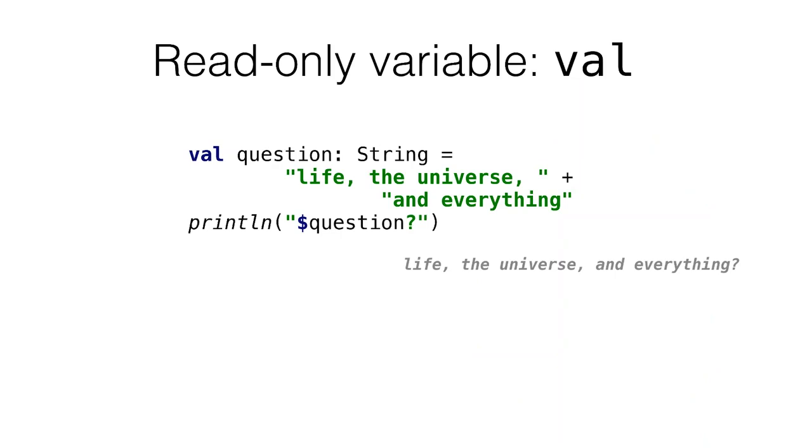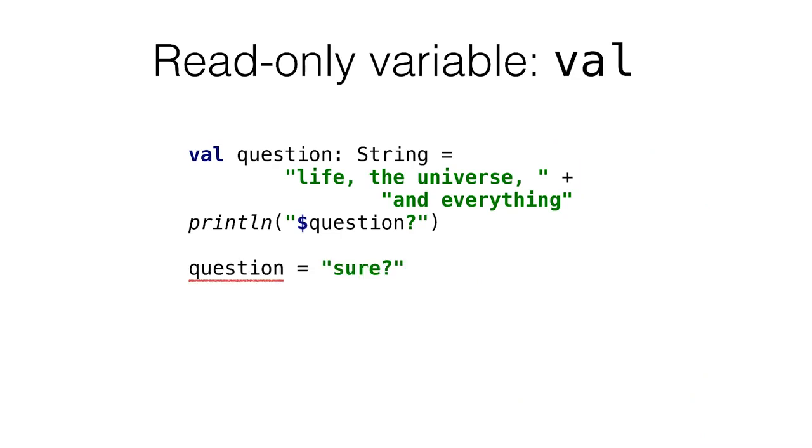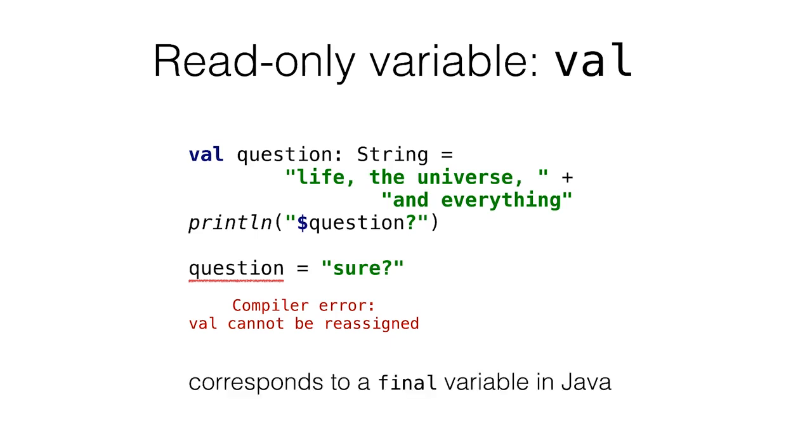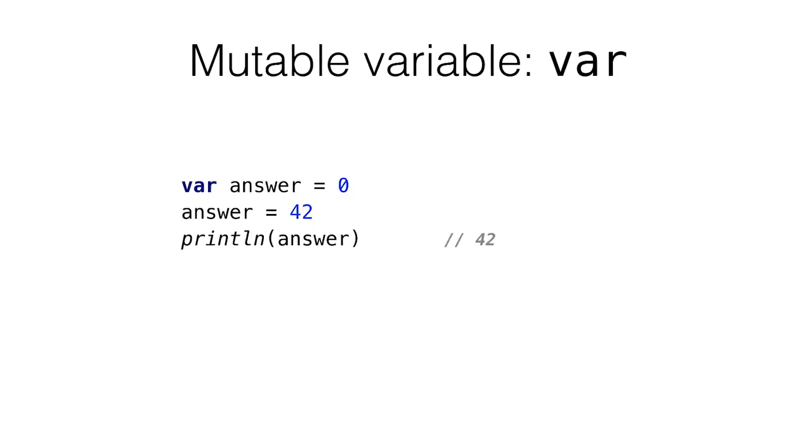Read-only variable can't be reassigned. If you try to assign a new value to it, you'll get the compiler error. In essence, val in Kotlin corresponds to a final variable in Java. If you need to reassign a variable, you declare it as var. Then you can easily assign a new value to it.